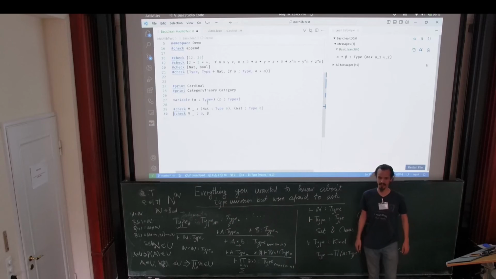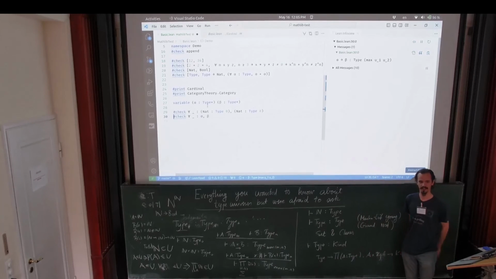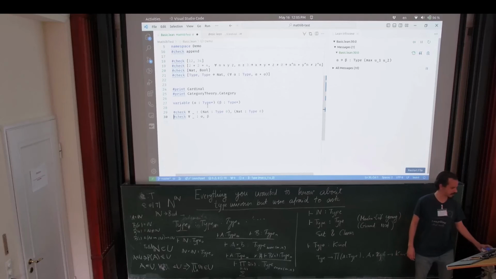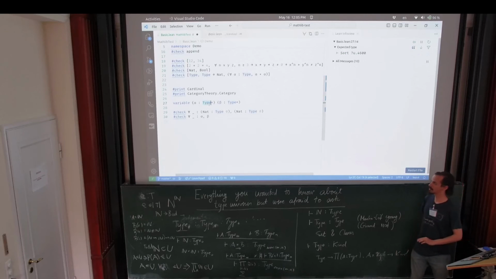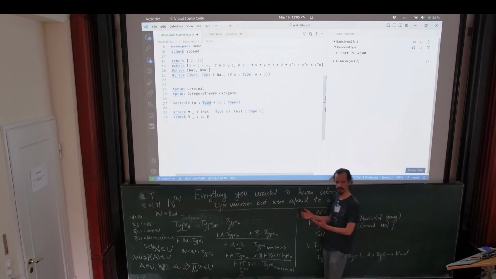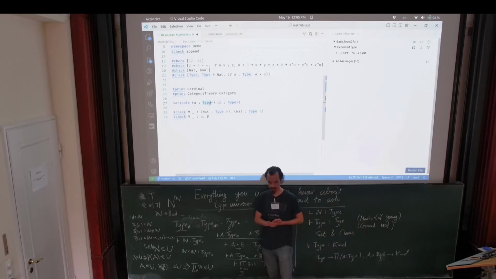Is the type star part of the syntax, or does the elaborator handle it? It's an elaborator feature. So basically, the core does not know what type star is. But it does know what universe variables are. It does know the universe, right?